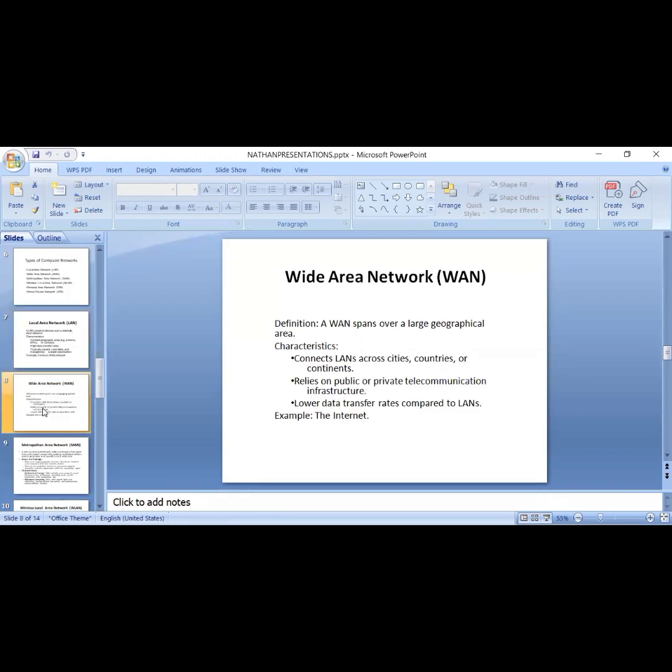The second type of network is the wide area network, or WAN. A WAN spans a large geographical area. Among the characteristics of this network is that it connects LANs across cities, countries, or continents. They rely on a public or private telecommunication infrastructure. Another characteristic is a lower data transfer rate as compared to LAN. A good example of this network type is the Internet. I know most of you are aware of the Internet because maybe you have interacted with it.